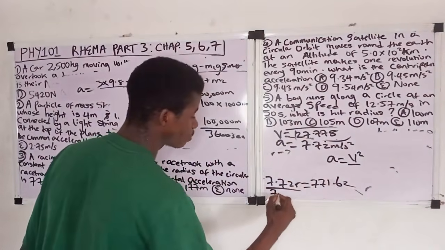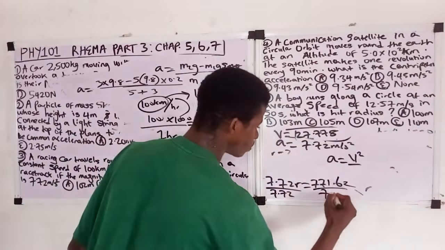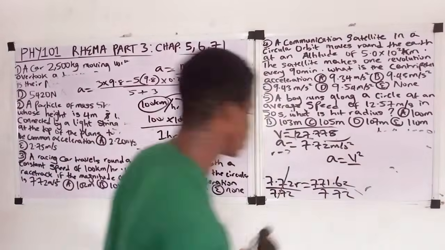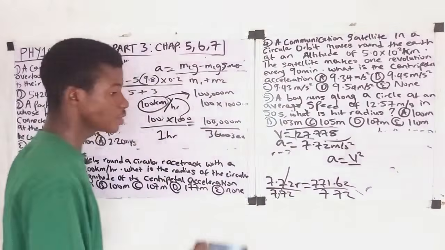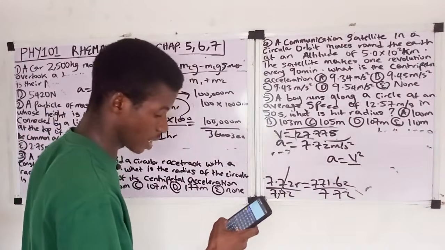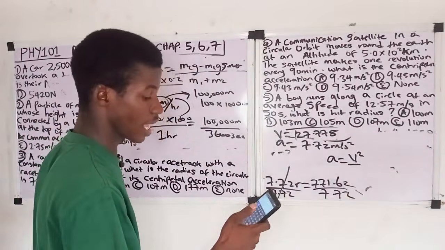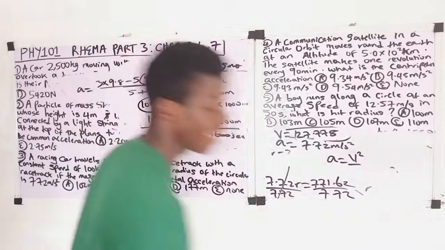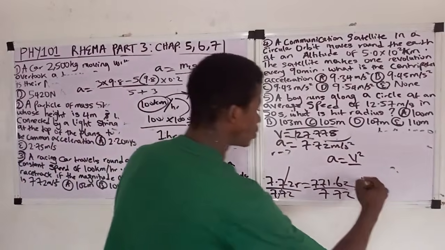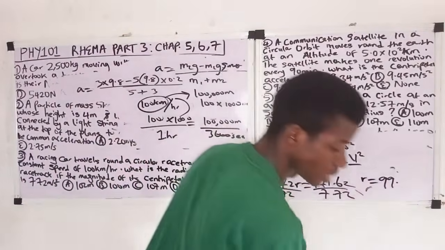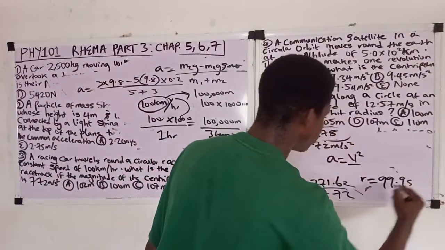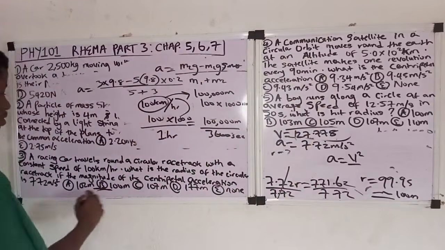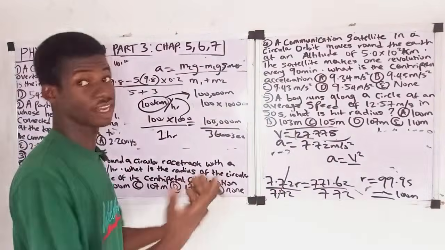What I'm going to do next is divide both sides by 7.72, so this cancels this, and we get the radius. 771.62 divided by 7.72 gives us 99.95. So the radius is 99.95, which is approximately 100 meters. So the answer is B, 100 meters. It's very, very easy.